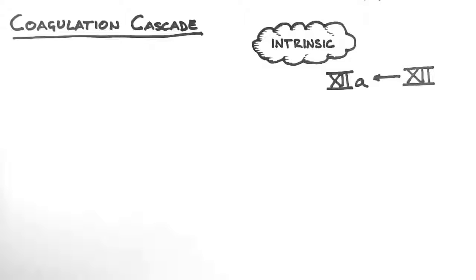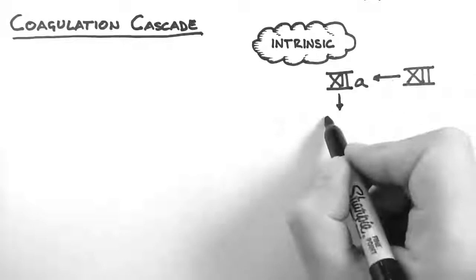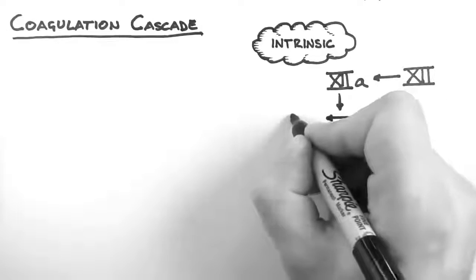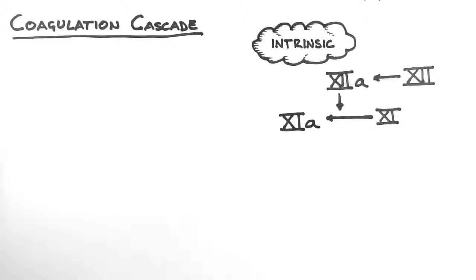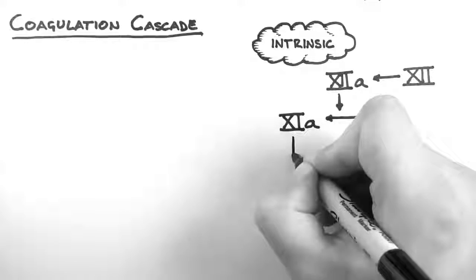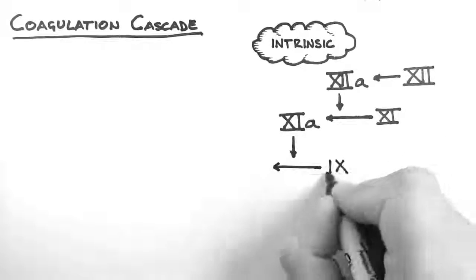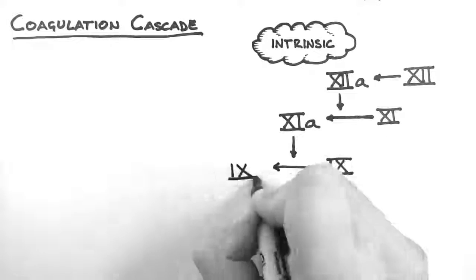So as you can see, the active versions of these factors are denoted by the letter A. In this case, the active form of factor 12 is factor 12A. Now factor 12A causes the conversion of factor 11 to factor 11A. Factor 11A then in turn converts factor 9 into factor 9A.